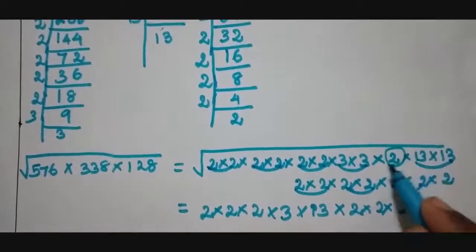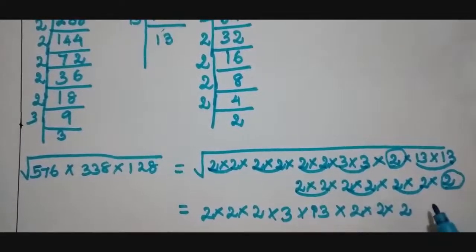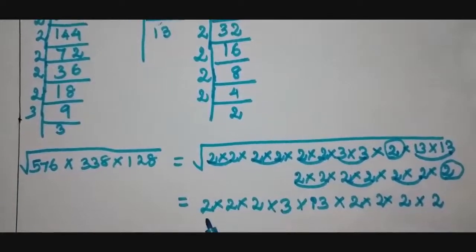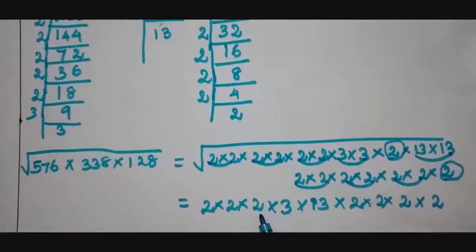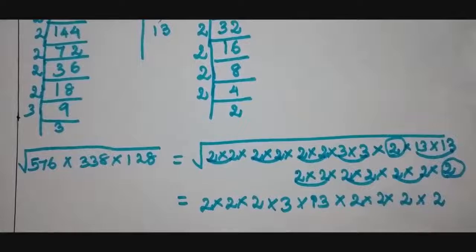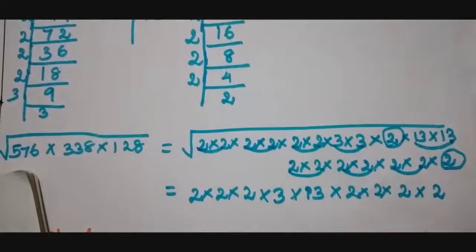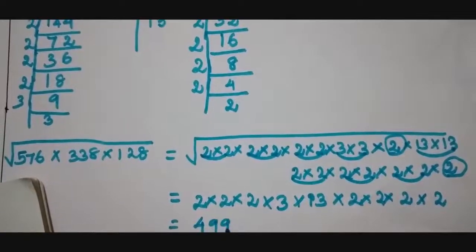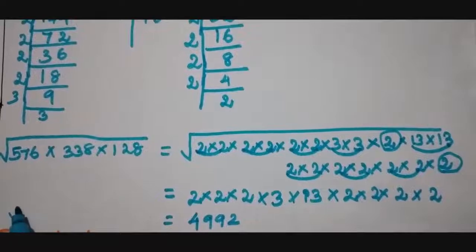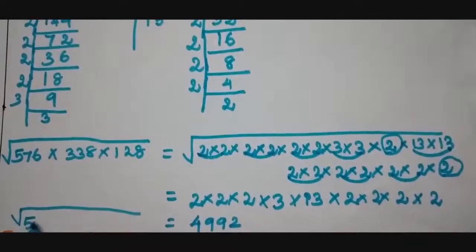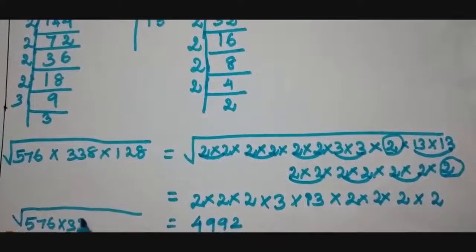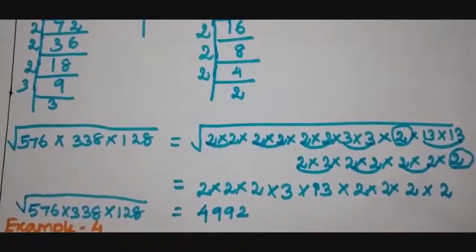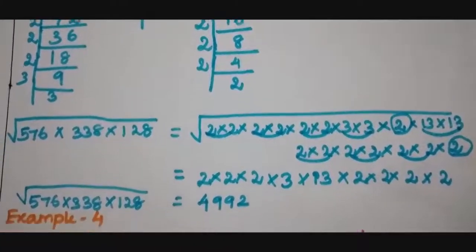Now here one 2 is there and here one 2 is there. So for these 2 2's we can take one 2 outside. 2 2's are 4, 4 2's are 8. 8 3's are 24. If you multiply the remaining numbers, you will get the answer as 4992. So root of 576 into 338 into 128 is equal to 4992.